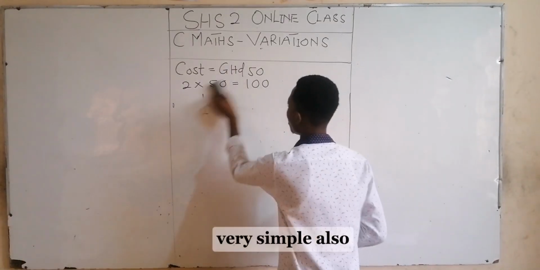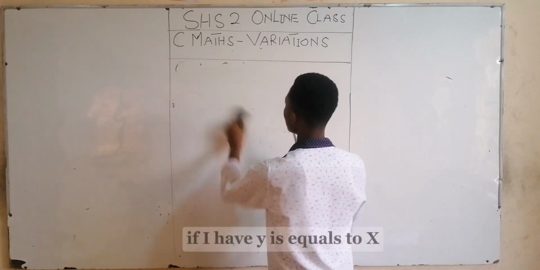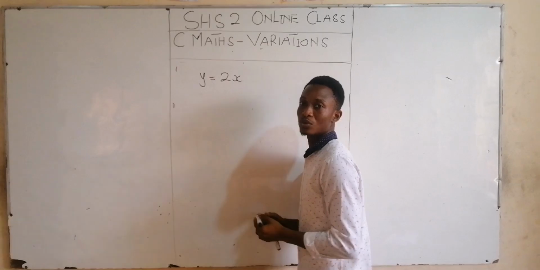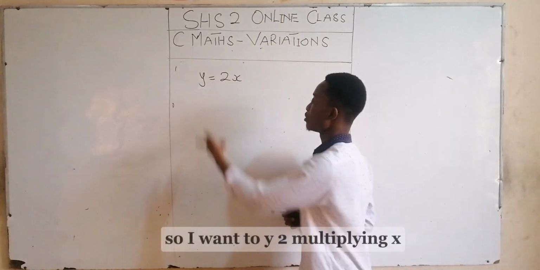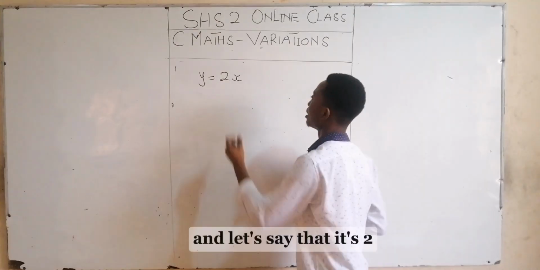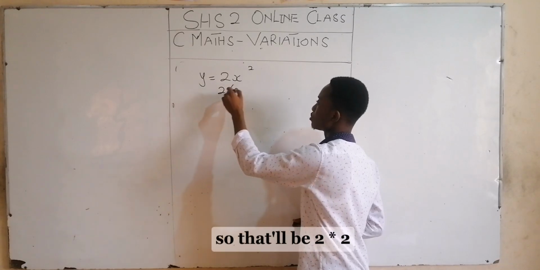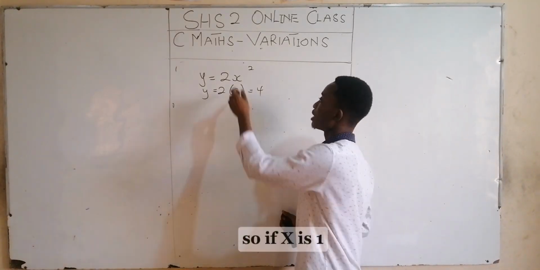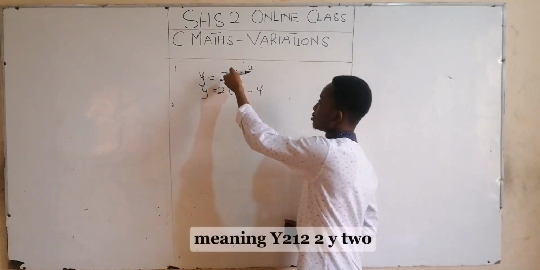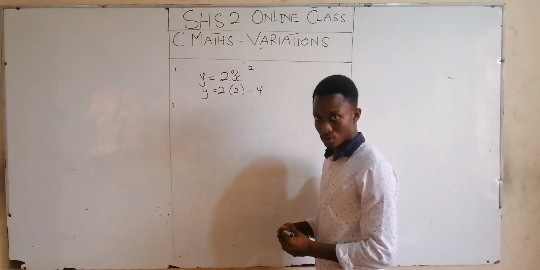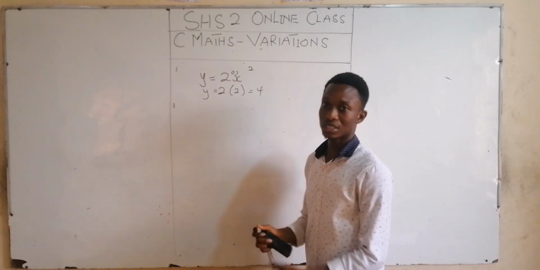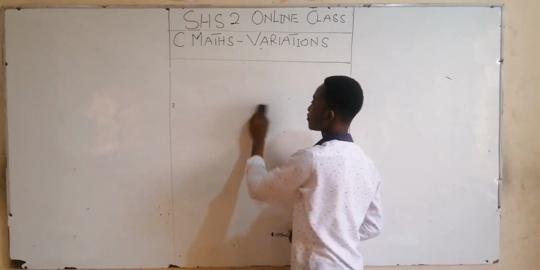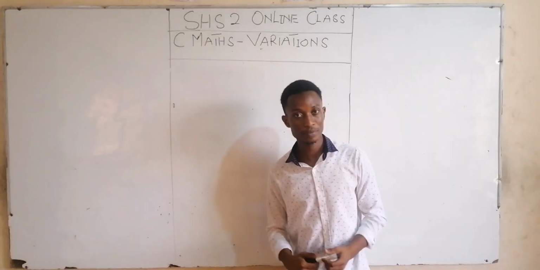Also, if I have y is equal to 2x, and let's say x is 2, that will be 2 times 2, so y is equal to 4. If x is 1, meaning y is 2 times 1, so y is equal to 2. So a change in one quantity results in a change in the other quantity. That's what we term as variation. And variation is used in the science field and business-related fields.